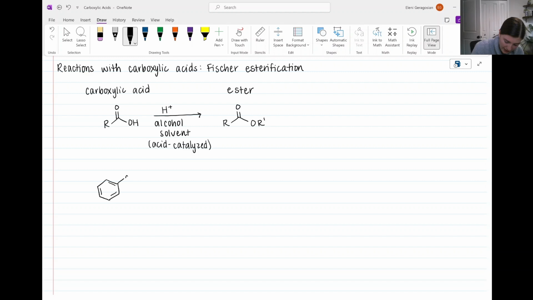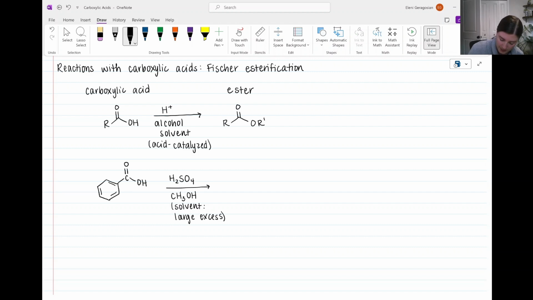We'll start with benzoic acid. So this is our carboxylic acid. We'll have some acid present, sulfuric acid present in methanol. So this is our solvent, which implies that it's in large excess. And when we go through the mechanism, you'll see that this reaction is reversible, and so having a higher concentration of starting material, including the solvent, will promote the forward reaction.